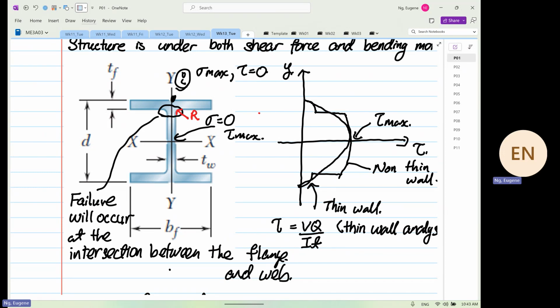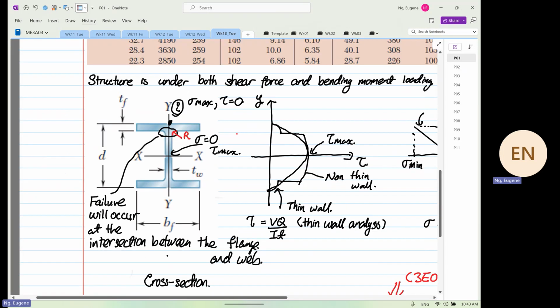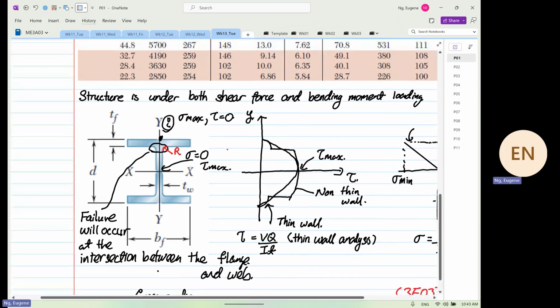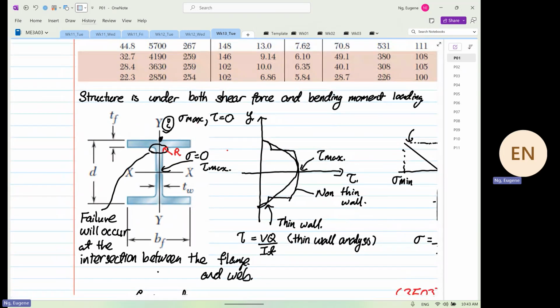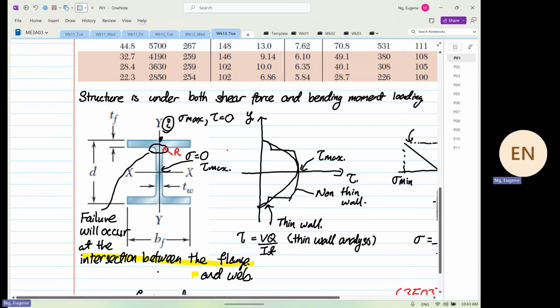What we are doing: we are aware that failure will occur at the point where? At R. Yes, or at the intersection between the flange and the web. That's where failure will occur. The next question is this.